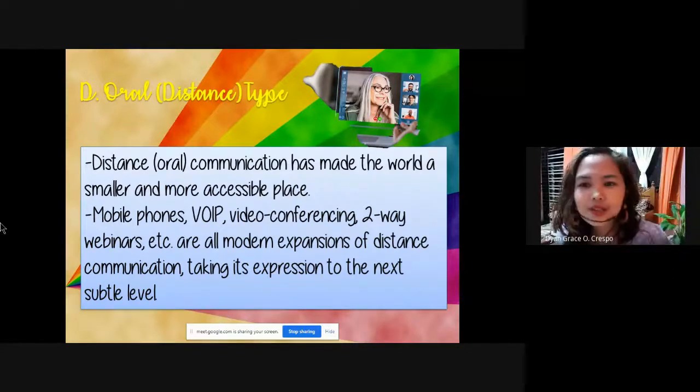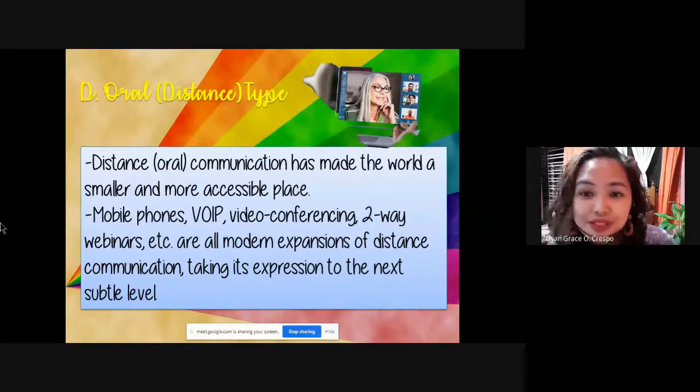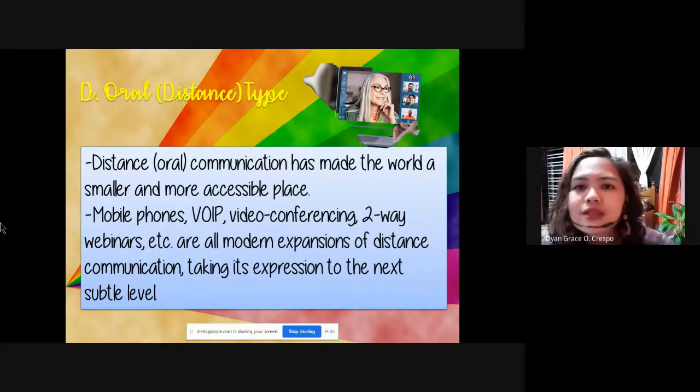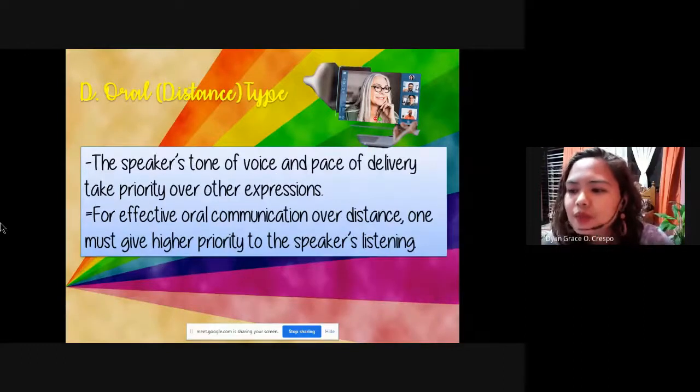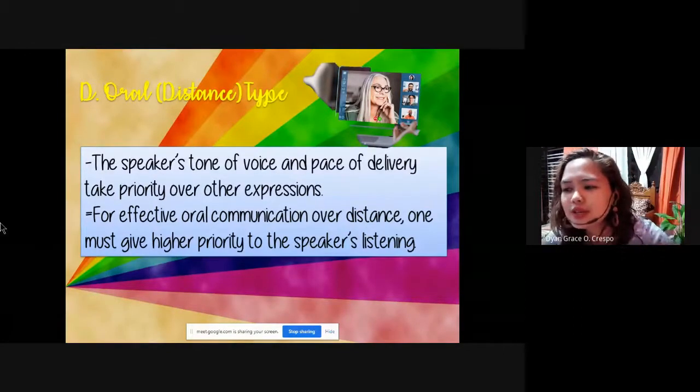Okay. So, yun. So, we have a lot of things. Pwede tayo nasa ibang bansa. And seminars all around the universe talaga, no, are already being made because of this one. So, this is the oral distant type of communication. So, the speaker's tone, voice, and pace of delivery take priority over the expression.